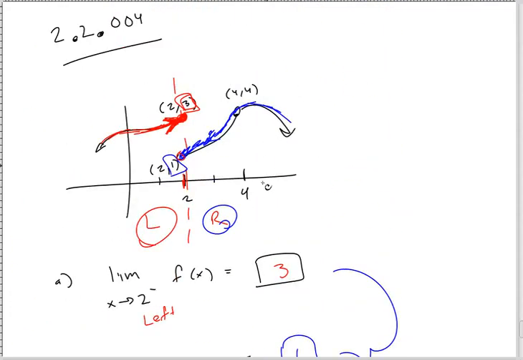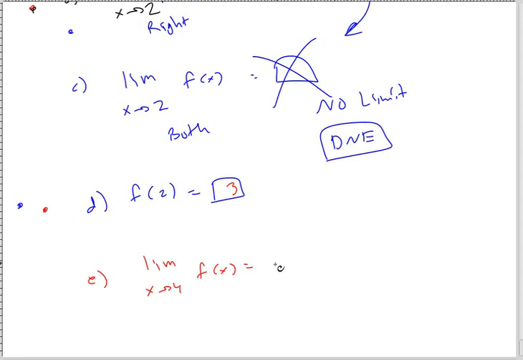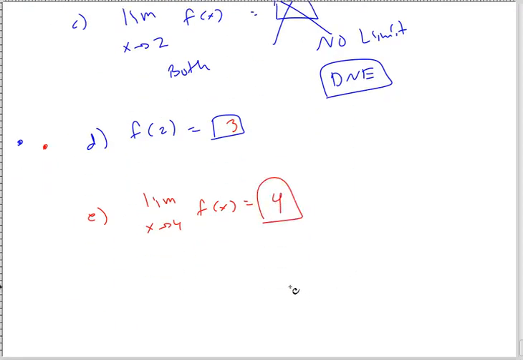Looking over here, 4 is this guy, so you can see we're coming in from both sides. They look like they're going to the same point, which is good. What's that y value? It happens to be a 4. Yay, done. Nothing else to do there.